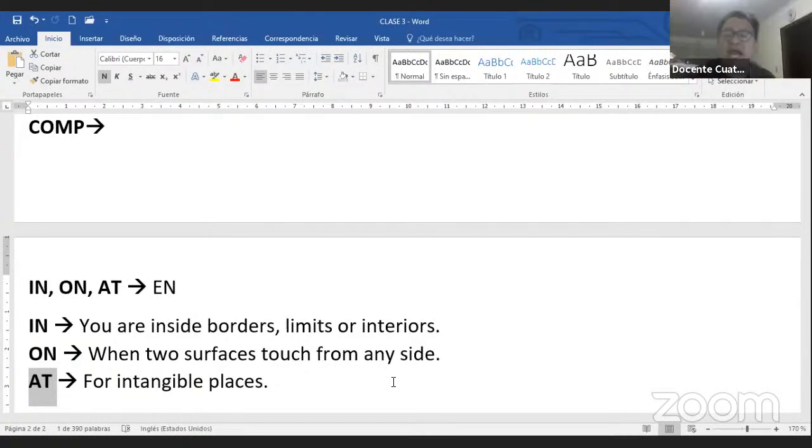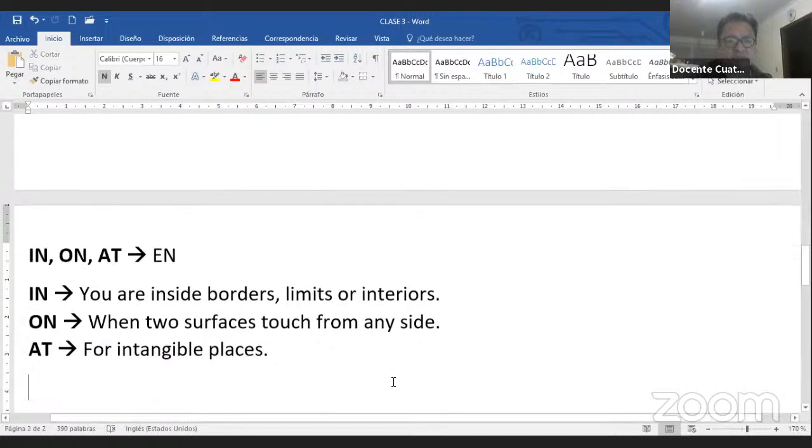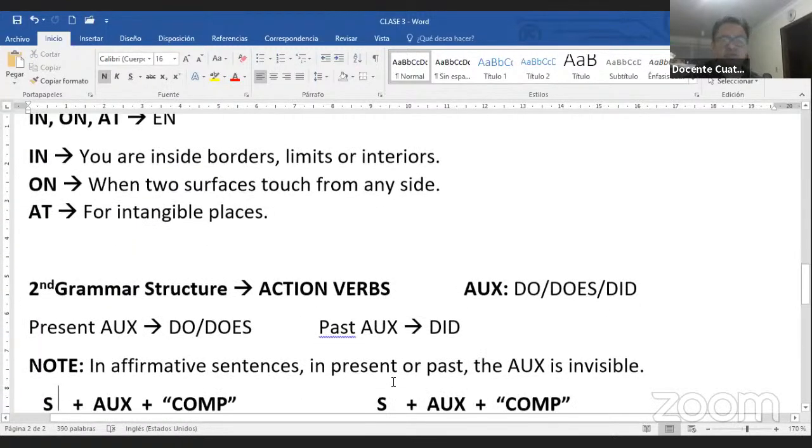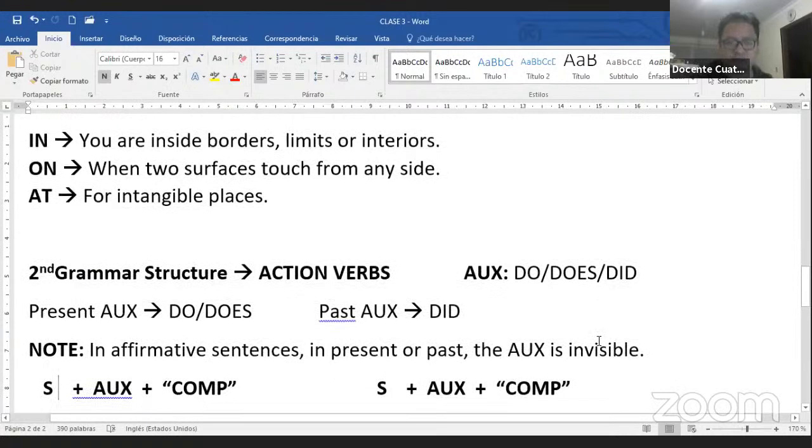Another example for at, so you can understand better, is, for example, Igloo Hamburgers is at Avaroa Square. See? It's not on the square. It's not really in front, behind, on the left or right. At, because a square is not really in a specific place, you see? Very good.